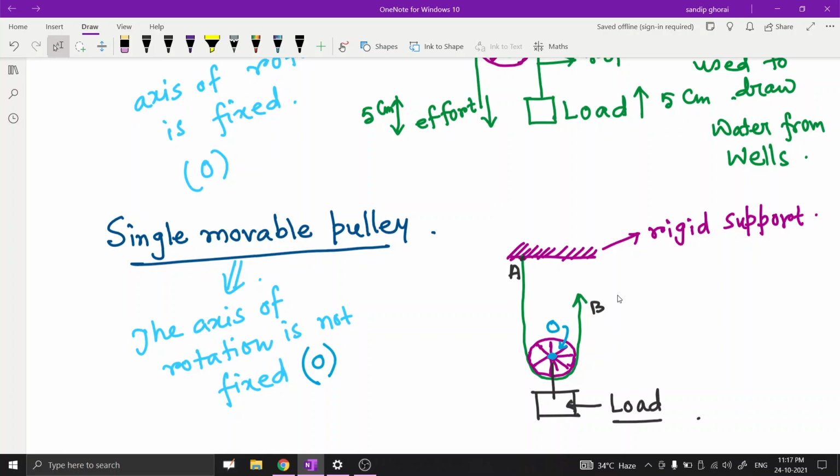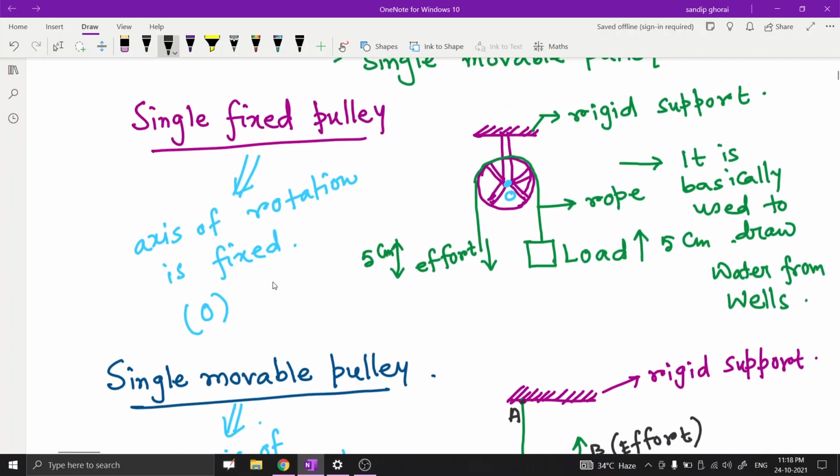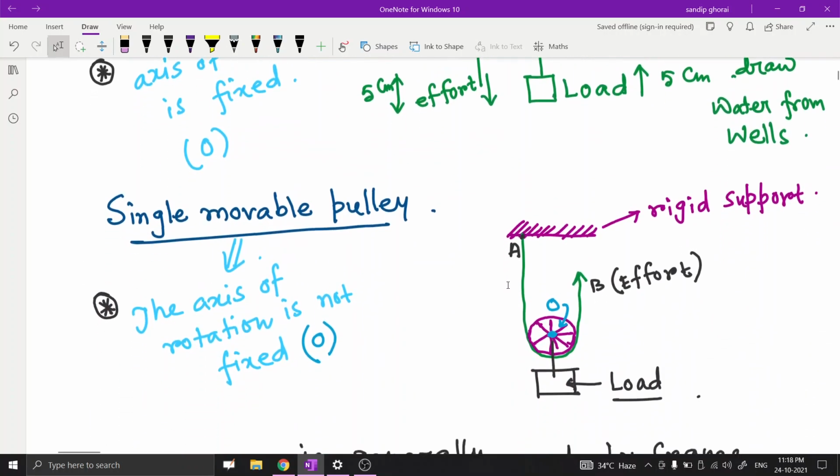Here the point O is not fixed. We apply effort at point B, and by applying the effort at B, the load is displaced in the upward direction. That means the point O is not fixed. The position of O is changed, so the axis of rotation is not fixed. This is the key point for a single movable pulley, and a fixed axis of rotation is the key point for a single fixed pulley. This is the basic difference between single fixed and single movable pulley.